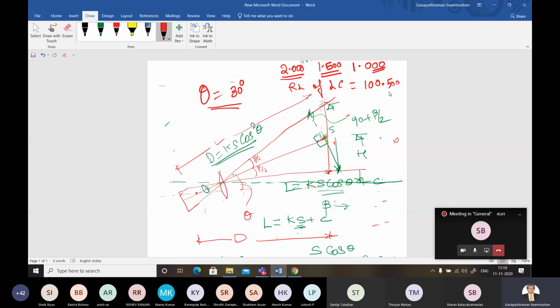So you have set an instrument at A, and I have got the staff at B. The staff is held vertical. The vertical angle is theta 30 degree. I have read the staff intercept as 1.5 and 2, and the K value is 100, C value is 0. Find out the horizontal distance and the RL of point B. Can you work it out now?